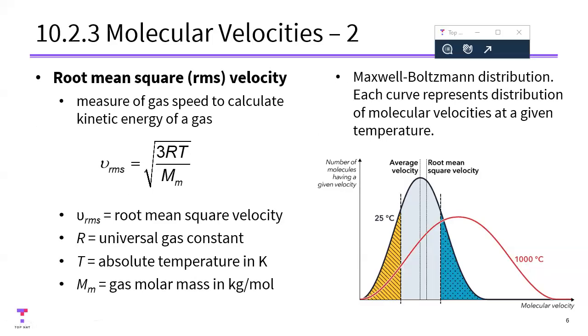Now we can quantify the root mean square velocity, the kinetic energy of a given gas, using this equation here. One important thing about this equation, I'm not actually going to ask you to calculate root mean square velocities at any point in time. The reason I've given you this equation is to help us establish some qualitative relationships between some of these variables. So 3 and R, those are constants. Don't worry about those. T, absolute temperature in Kelvin.